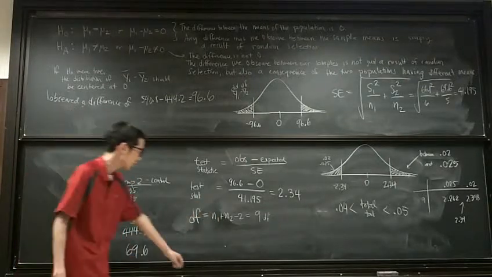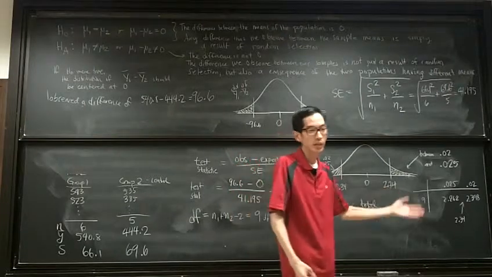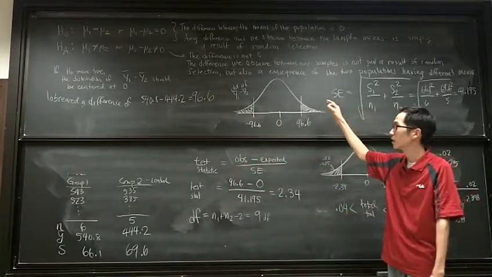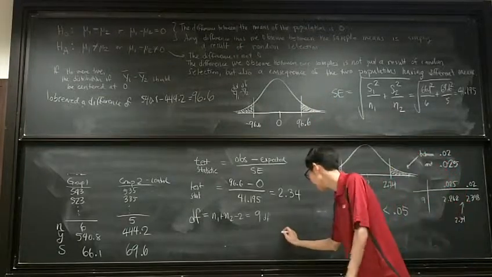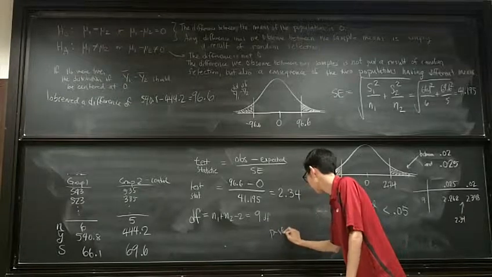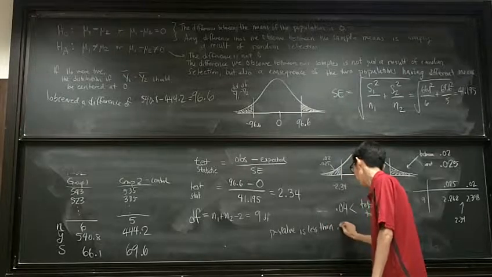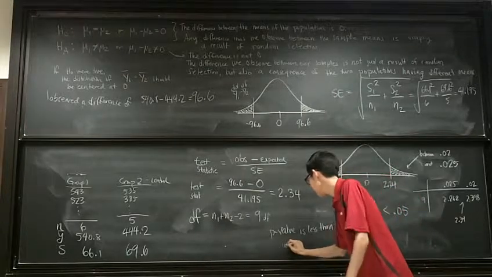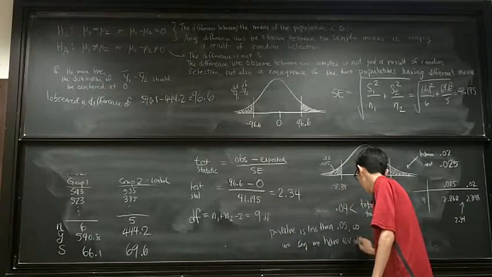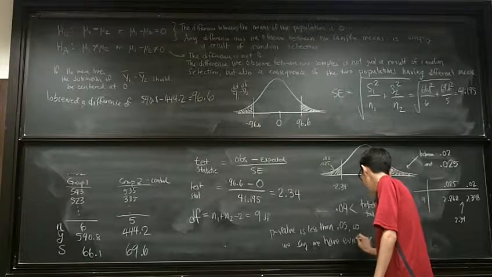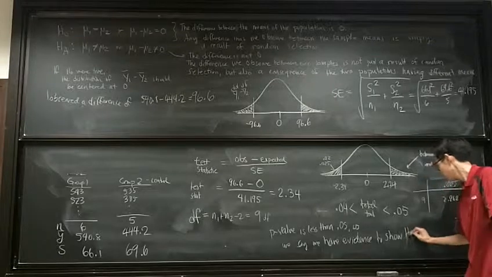So at this point, because our total tail area is less than 5%, we're going to say we have enough evidence to say that the means are different. So this tail area, or the p-value, is less than 5%. So we say we have supporting evidence to show that the means are different.